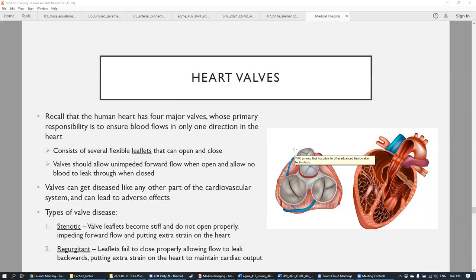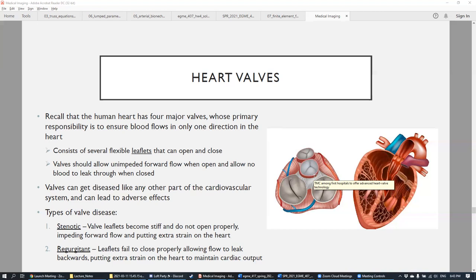But sometimes these valves can get diseased. They're part of your cardiovascular system and can be diseased like anything else. There are basically two ways that valves can get diseased. One form is called stenotic valve disease, which happens when your valve leaflets get too stiff. If they're too stiff, they don't open properly, and they don't close properly either. This can cause a lot of disturbances in your blood flow, which is obviously a bad thing.